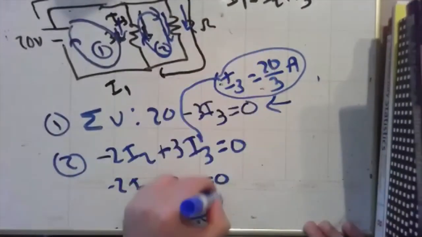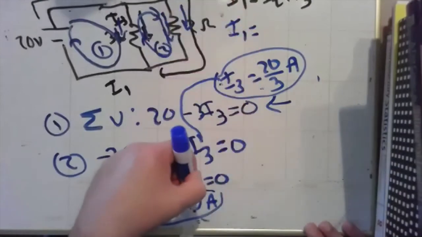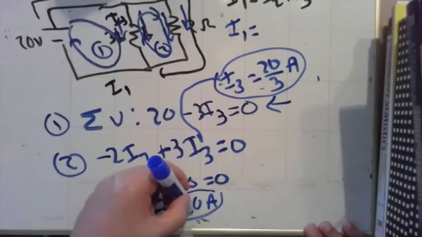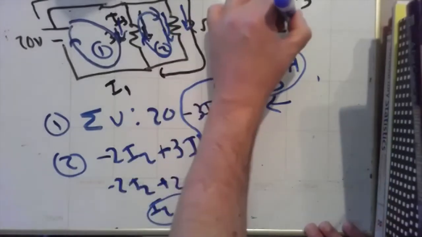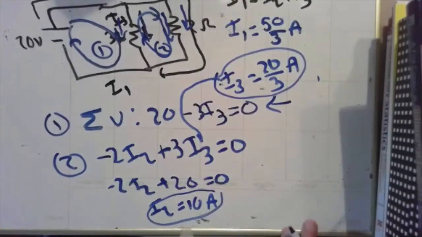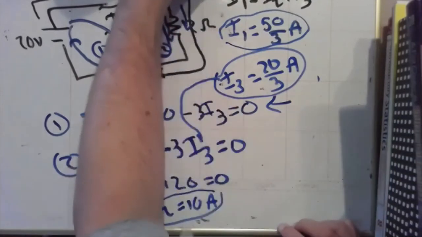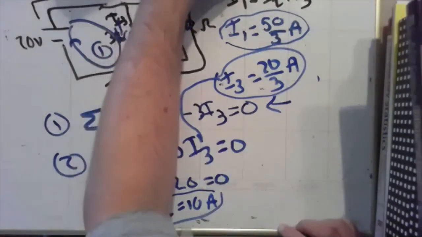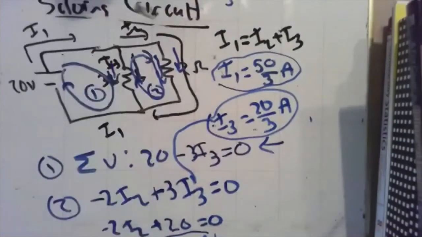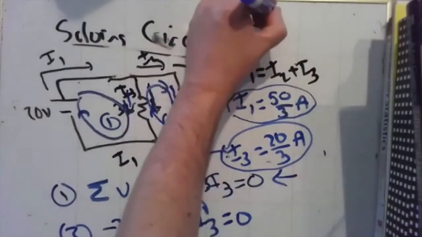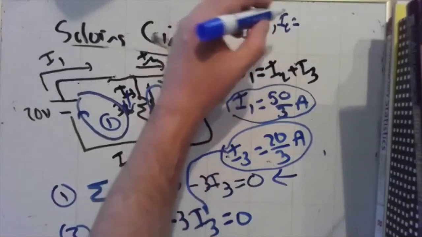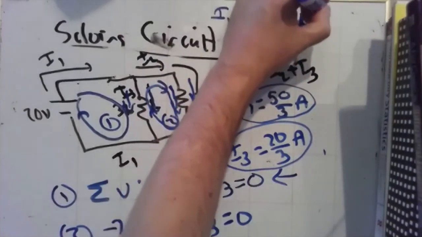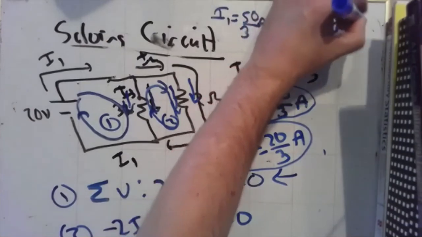I1 then will be 20/3 plus 10. So let's see, that's 30/3, 50/3 amps. You guys check my arithmetic here. Okay, then we can fill out our table. I'm going to write these all on top so I don't lose them. It's okay to approximate these, by the way. Throw them in your calculator on the test. I tend to like to work with fractions. 10 amps. I3 was 20/3 amps.